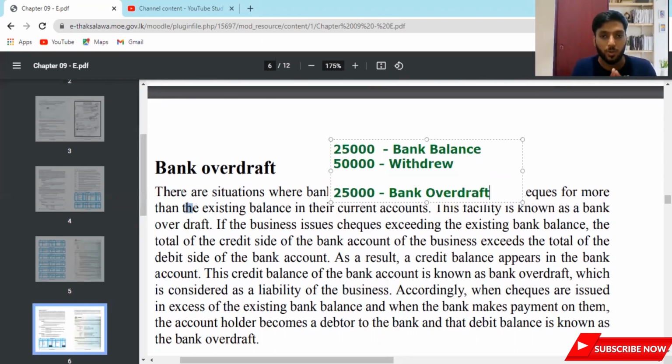Some banks give their current account holders 100,000. Some banks give them 500,000 based on the customer's dealing. If you are dealing in lakhs and if you are a very trustable person, they might even give 1 million. So bank overdraft is a certain amount of money which the current account holder withdraws from the bank, and he should pay it back in the foreseeable future or within a time.